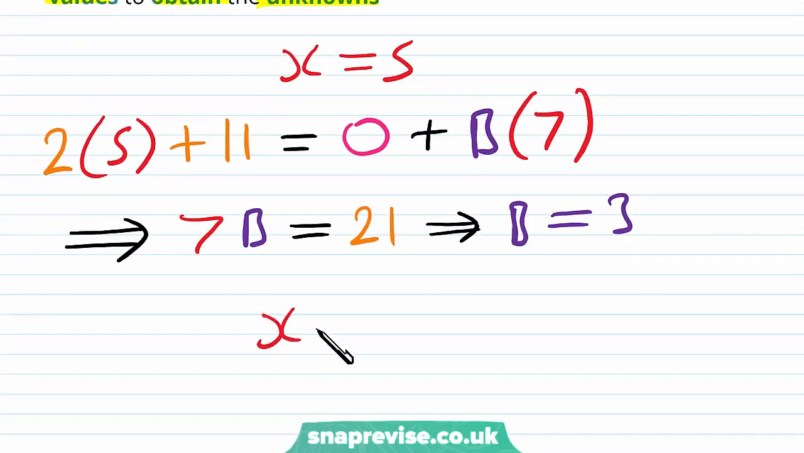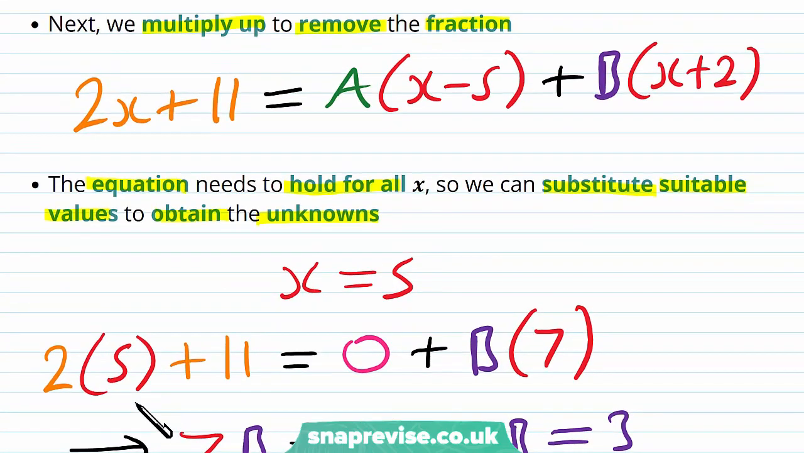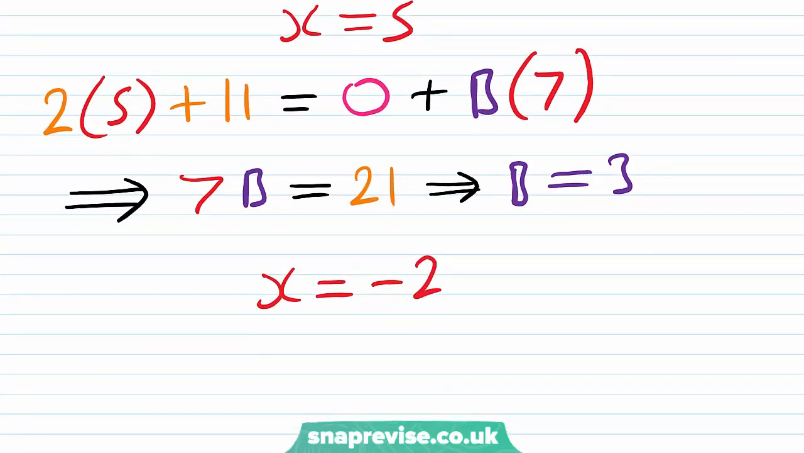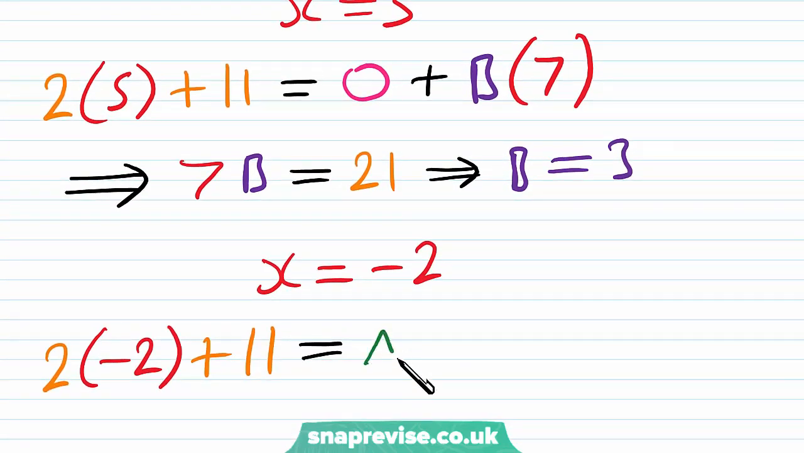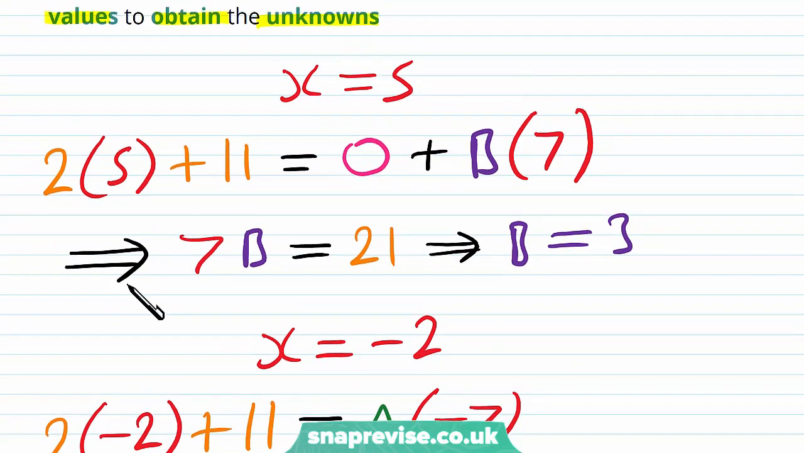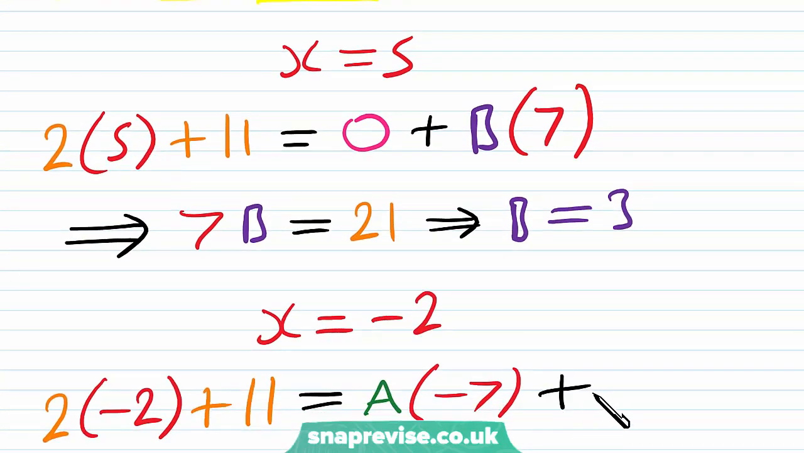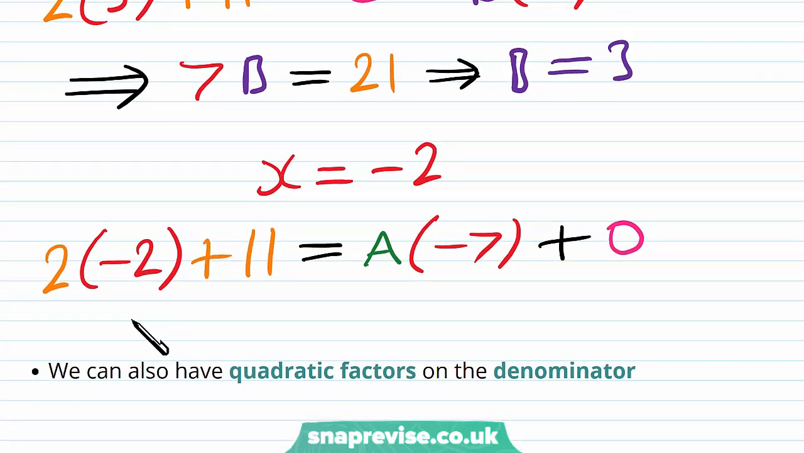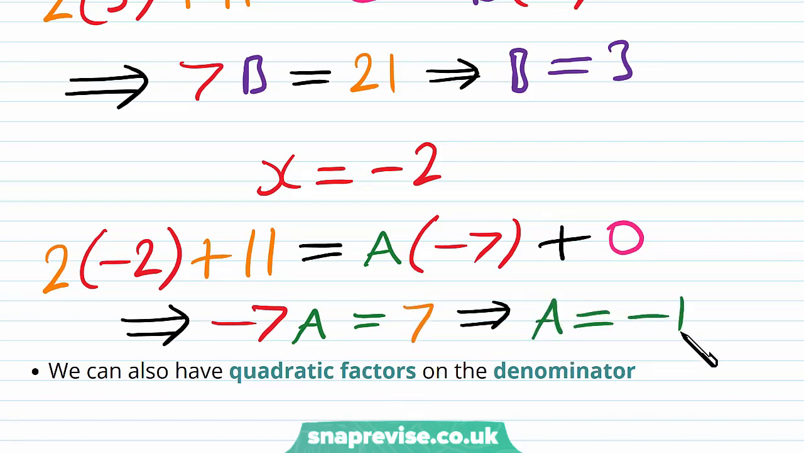Our next suitable value is x equals minus 2. The reason why we substitute in x equals minus 2 is that then this whole term disappears, and we're left with an equation purely with just a remaining. When we do this, we get two lots of minus 2, and then plus 11, and this equals a, and then in the bracket we have minus 2 minus 5, which is minus 7, and then we have the plus 0 term, that is the cancelled term. Therefore, we get that minus 7a is 7, that is the minus 2 times 2 plus the 11, and therefore we have that a equals minus 1.